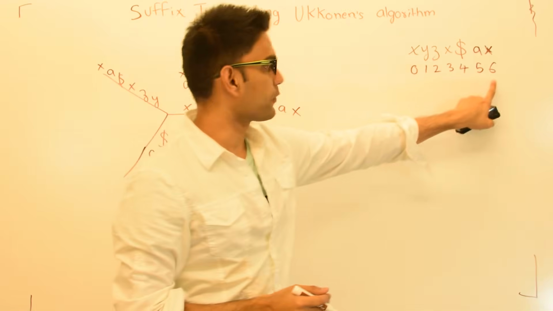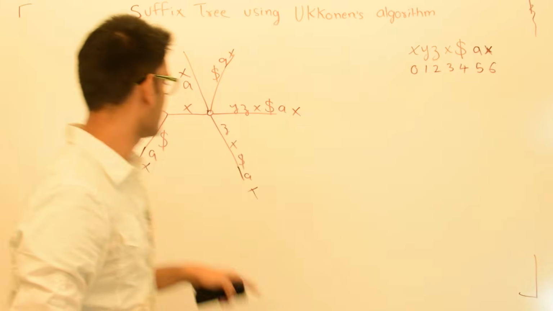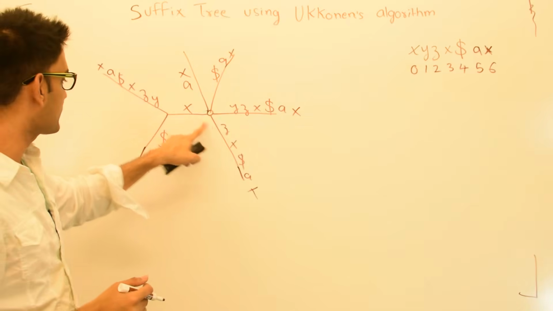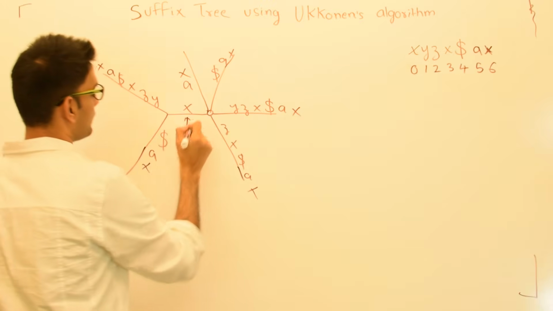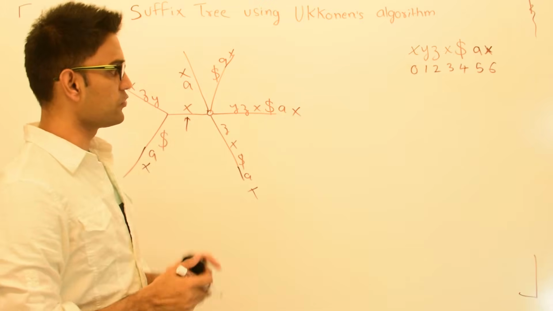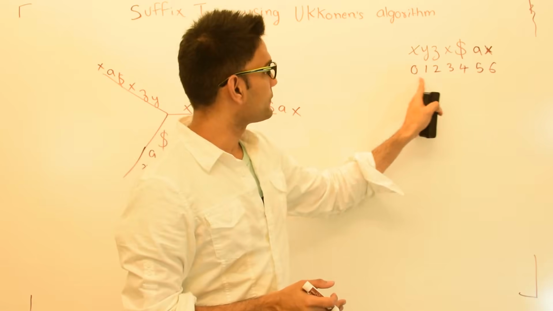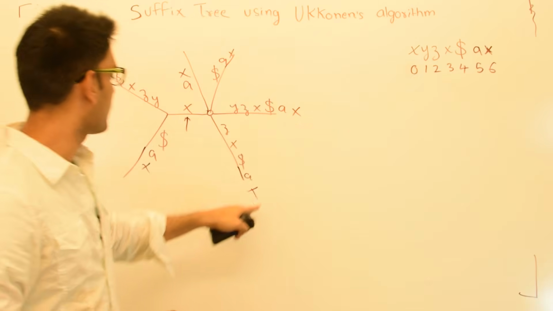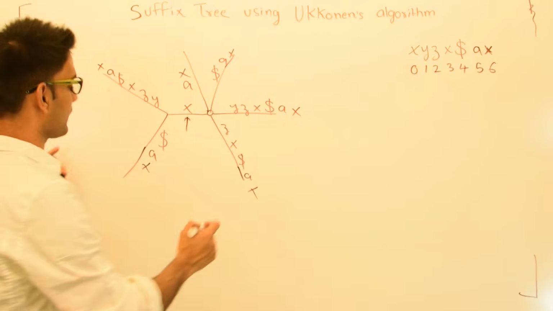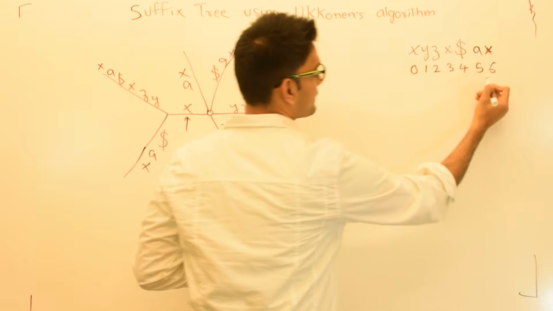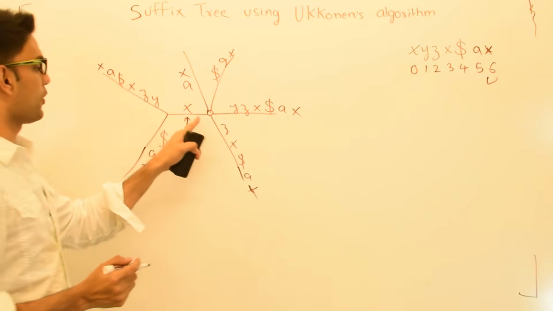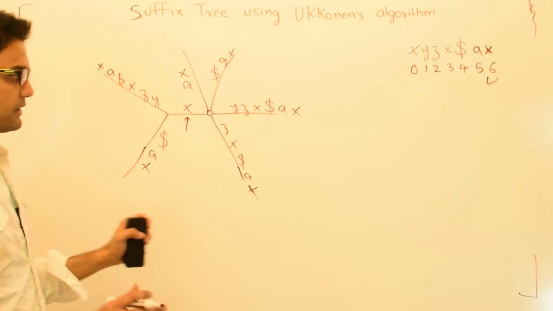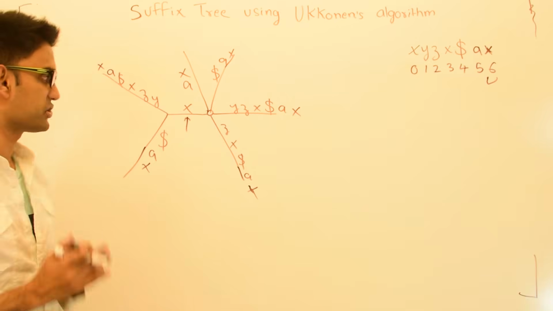Then from the root, for the last extension of this phase, we check from the root, is there a path with x? So there is one. So at this point we do nothing. So 0 to 5 extensions were added by having an x at the end. And for the last extension here, since we already had a path from root with x, we did nothing. So that's a rule 3 extension.